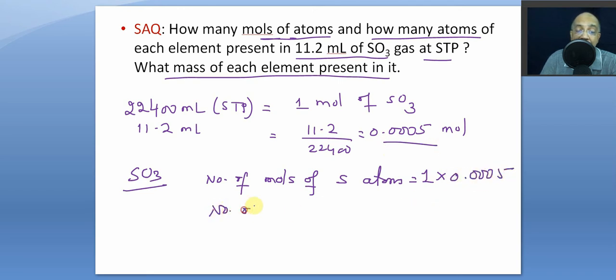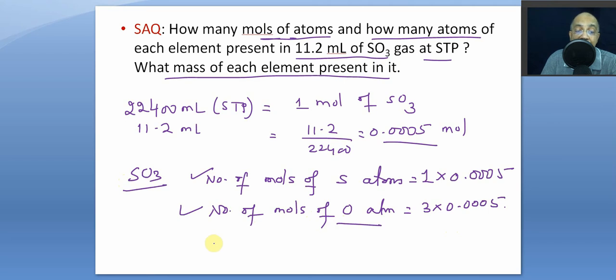And the number of moles of oxygen atoms is equal to 3 times, because one molecule has 3. So 3 into the number of moles of molecules. So once we know one part is answered, the number of moles of atoms is answered. And how many atoms? So immediately the number of sulfur atoms is equal to this into Na.